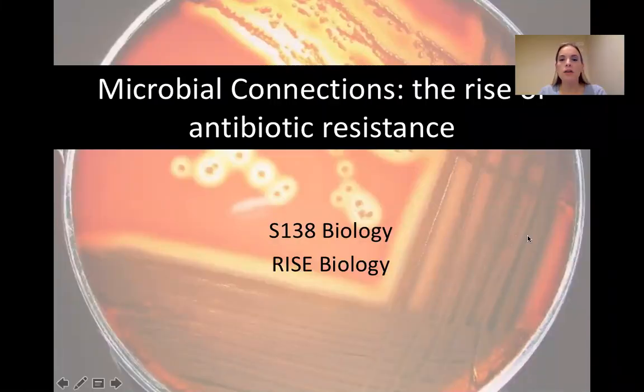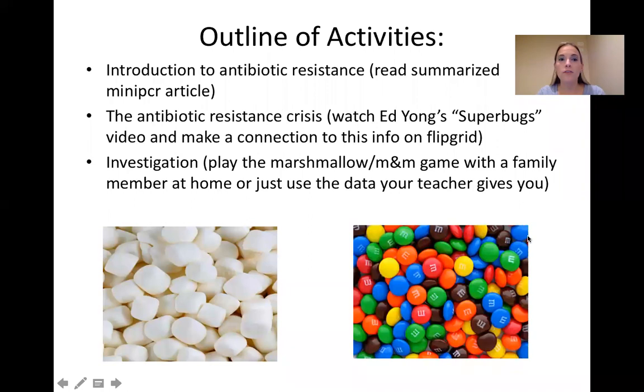So today we're going to be talking about microbial connections and the rise of antibiotic resistance. We're going to be learning about this both in honors biology and in rise biology as a case study in natural selection and evolution. So the first thing to talk about today is just the outline of activities. And then I'd like to go back to the title slide and discuss that quite a bit.